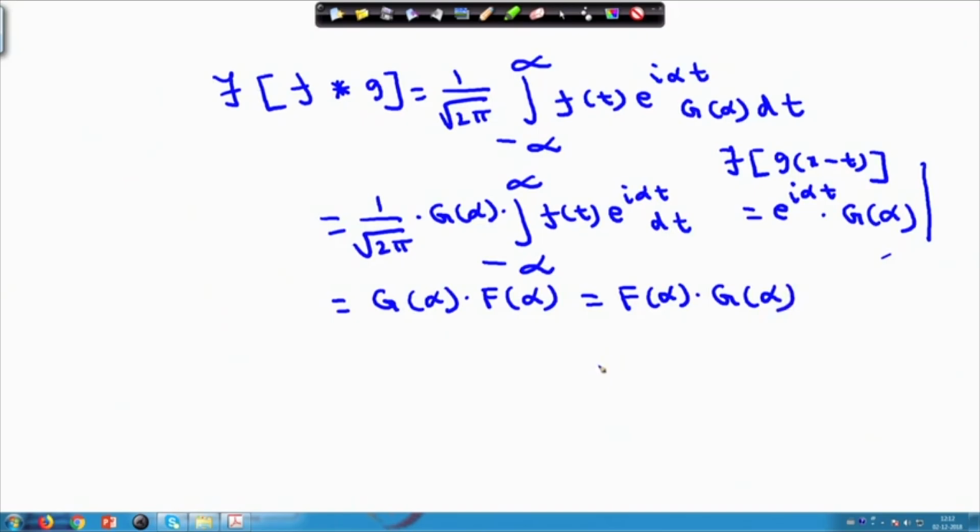which completes the proof of this one, that Fourier transform of f star g is nothing but Fourier transform of f x into the Fourier transform of the function g x. So, this completes the proof.